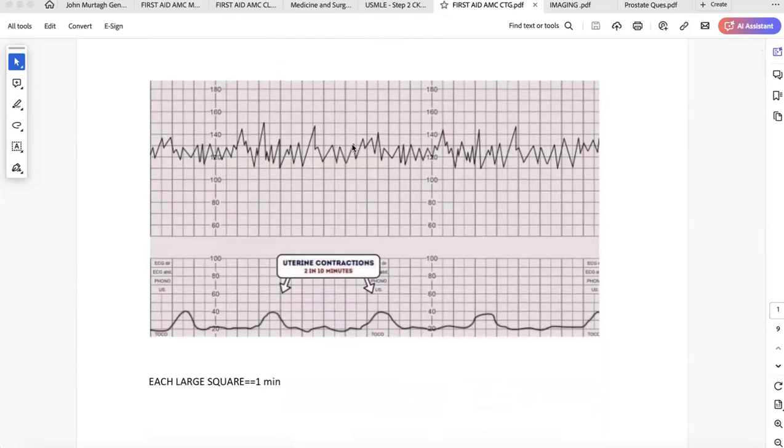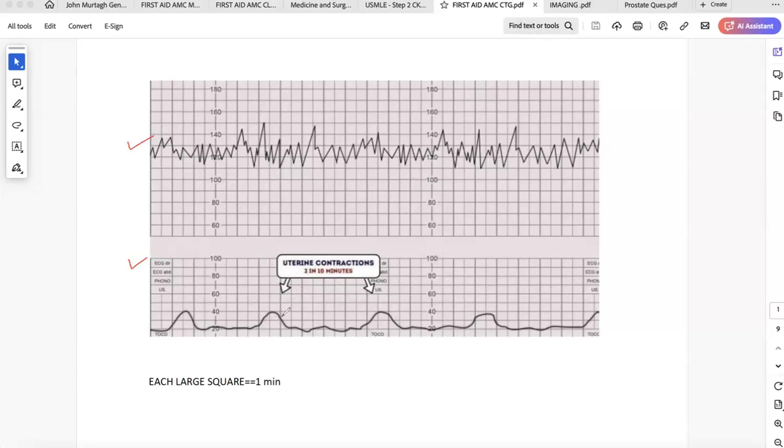Okay. So cardiotocography is kind of like an ECG that we have done, but it is different from ECG in the sense that it is mainly to check the uterine contraction and also to check the fetal heartbeat. If you look over here, the bottom part is uterine contraction and the top part is fetal heart rate.